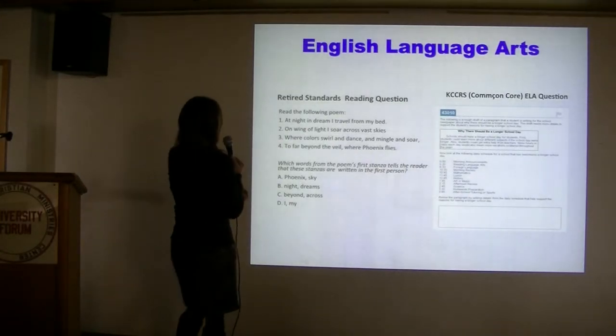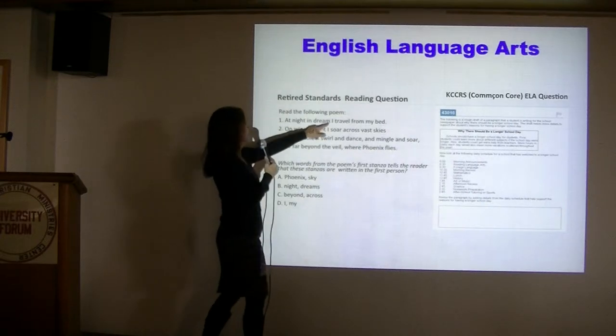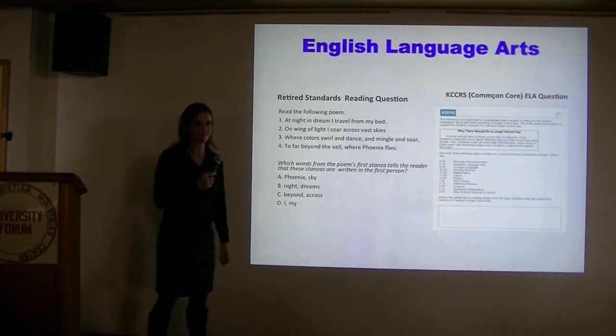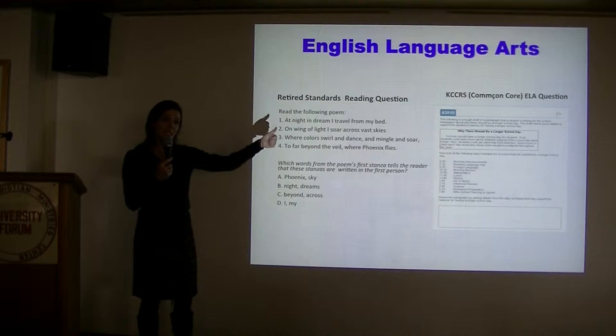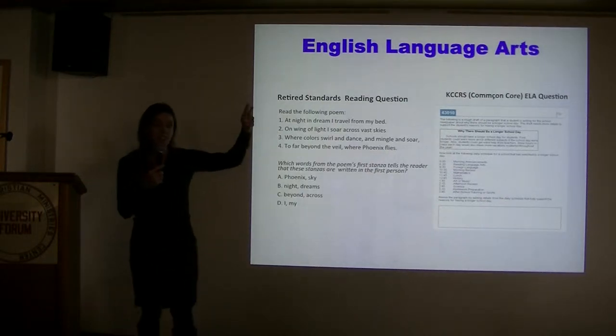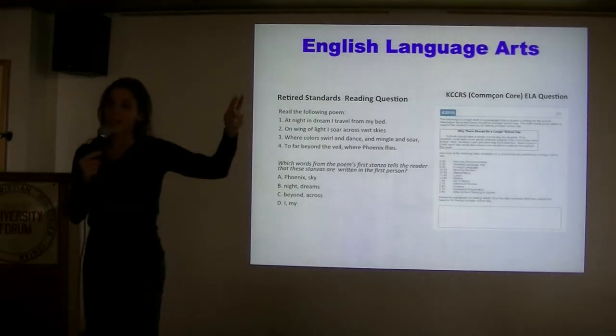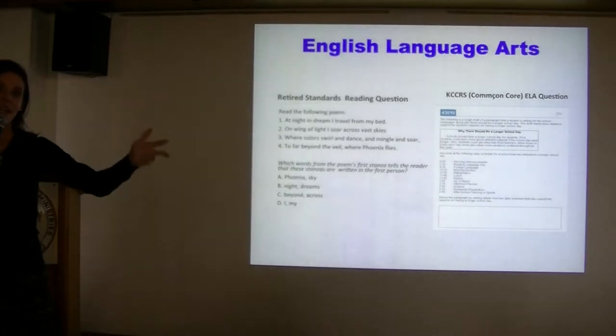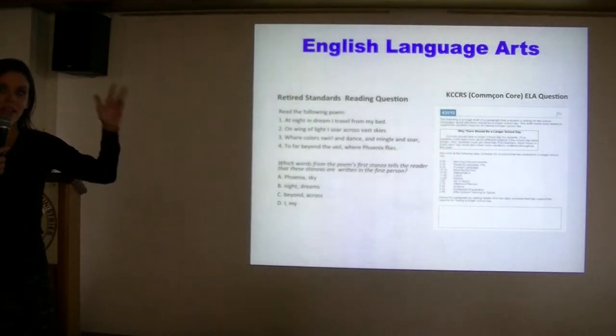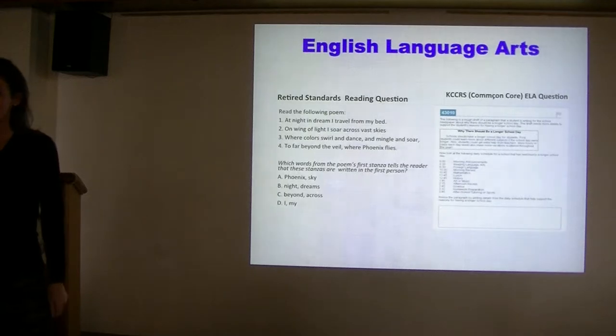I'm not simply coming up here and going, first stanza, I and my, done. Letter D. I have to read. I have to critically think. I have to create a viable argument, and I have to write. That's the change our students have to make.